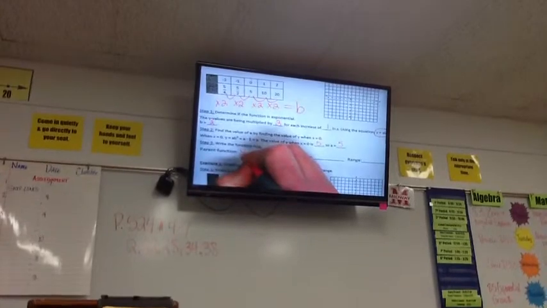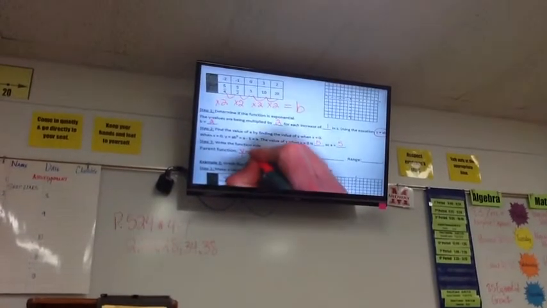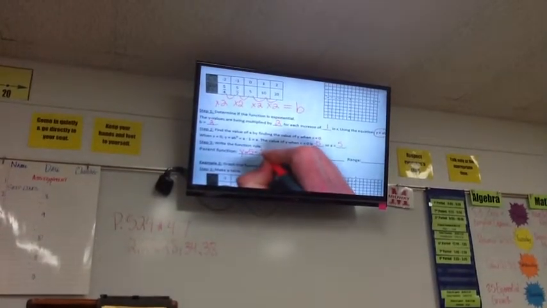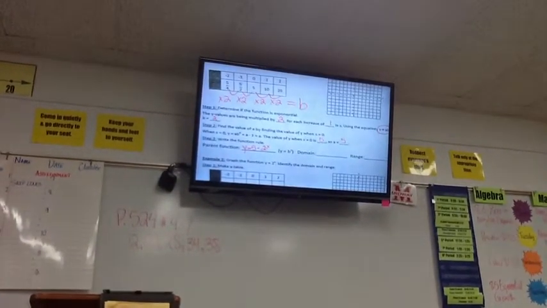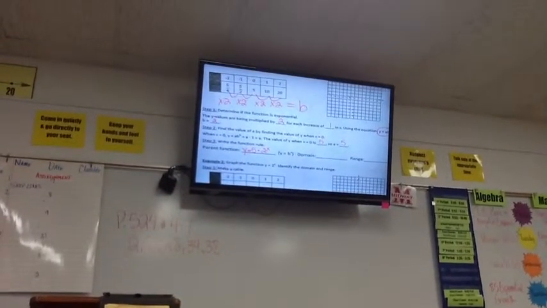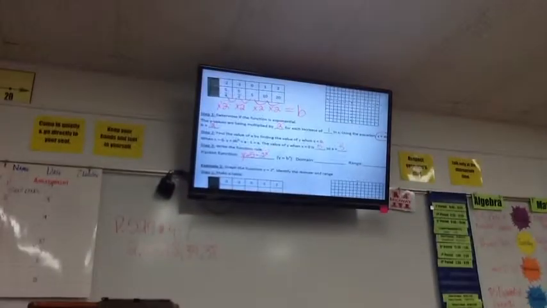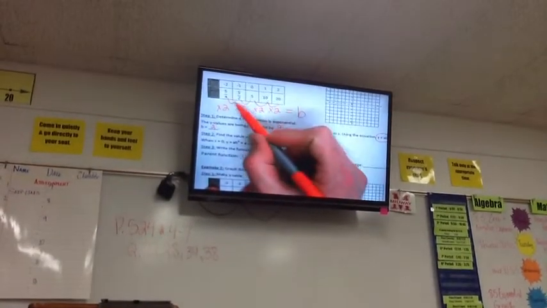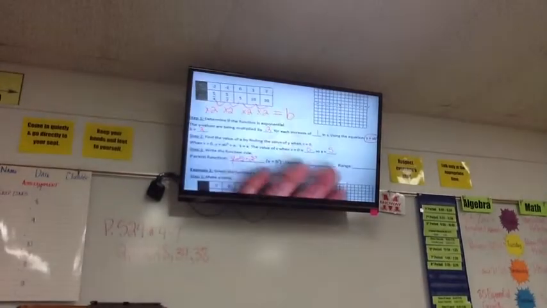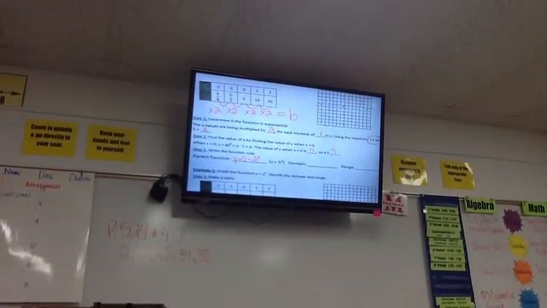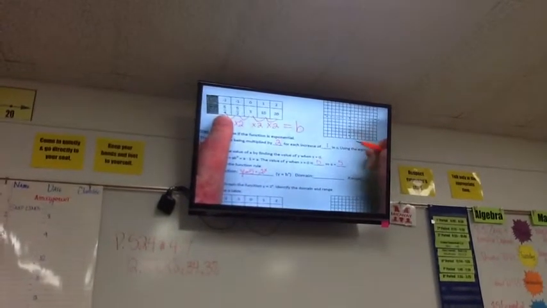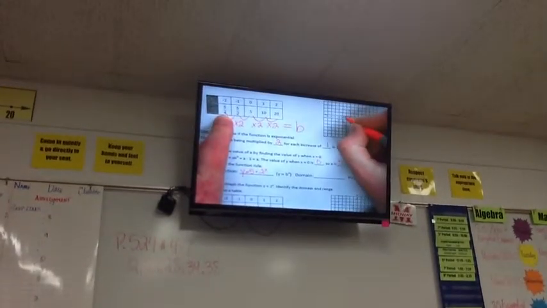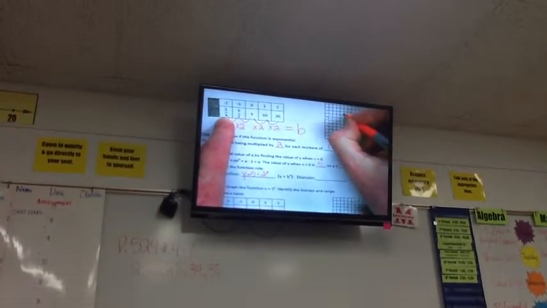So y equals, what is a? 5. What is b? 2. To the x power. So now our x is an exponent in an exponential function. To graph it, I go back up here and look at my values. I apologize, these graphs are small, but we're still going to graph it the best way we can. Negative 2 and 5 over 4. What is 5 over 4? 1 and 1/4. So we go to negative 2 up to 1 and 1/4.